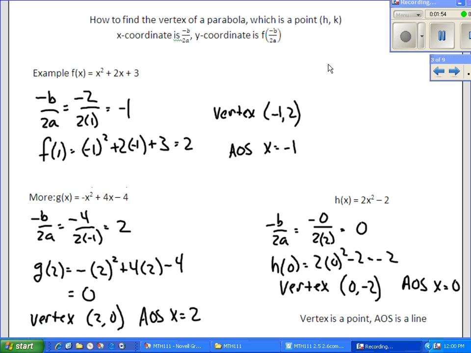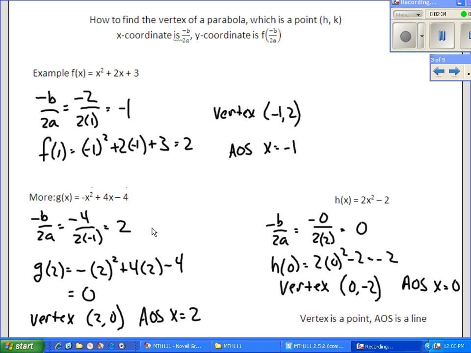So getting specific, to find the vertex of a parabola, which is a point, so it needs both an x and y coordinate, we call them h and k. We find the x-coordinate is negative b over 2a, and then we plug that value back into the function to find the y-coordinate. Or, if you know some calculus, it's the first derivative. If f of x is x squared plus 2x plus 3, negative b over 2a is negative 1. Plug that x value back into the function. Looks like I forgot my negative here. Do the calculation to get the y, and then the vertex is at negative 1, 2, and the axis of symmetry is x equals negative 1, the vertical line through the vertex.